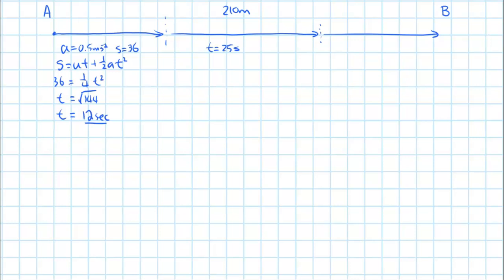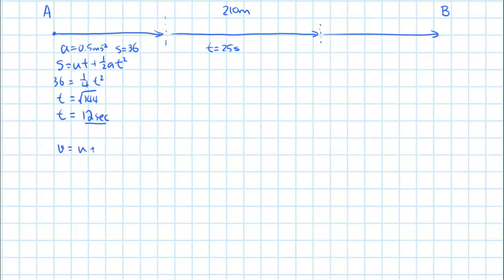Stage 2, the time is 25 seconds. And stage 3, we don't know a lot. We know the final velocity is 0. We need to know more things. So we need to know the velocity in stage 2, which is going to be the velocity at the end of stage 1. So we want to find the velocity at the end of stage 1. We should be able to do that fairly easily.